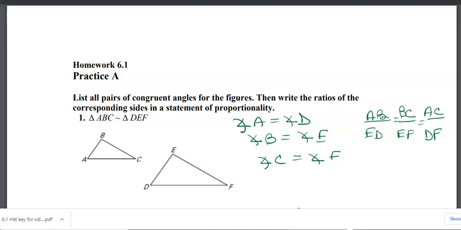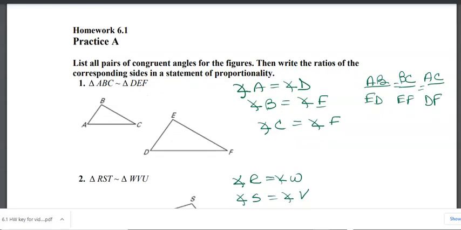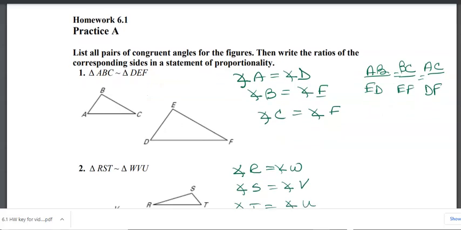Okay, in this video, I'm going to go through the homework for 6.1 so we can get ready for our quiz. So here we go. So when we are talking about similar shapes, you need to know that, for one, right here, this is a similarity statement. This symbol means similarity.